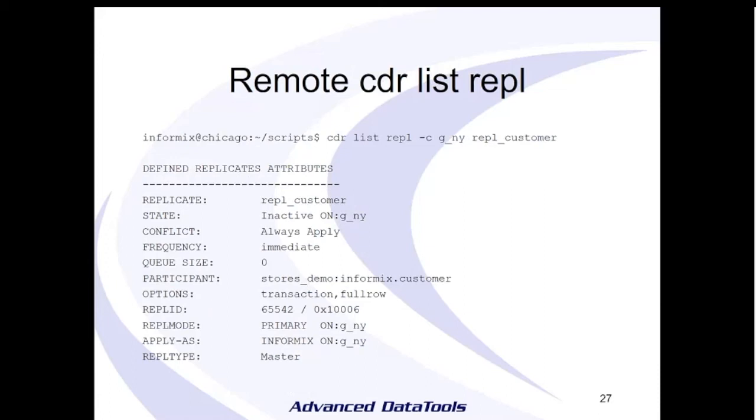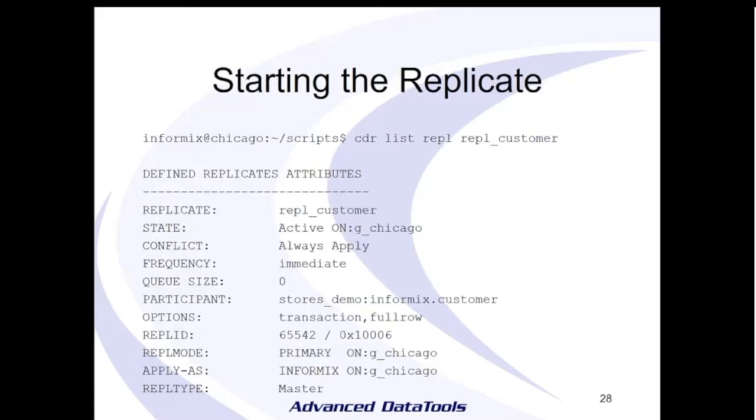Again, you pass the -C and you can tell it where to run the command. Only difference here is just showing it's connecting on our G New York rather than G Chicago. So to start it, all we have to do is do CDR start REPL and then the REPL name. I've got that in the sample. And I'm going to go ahead and create the replicate.